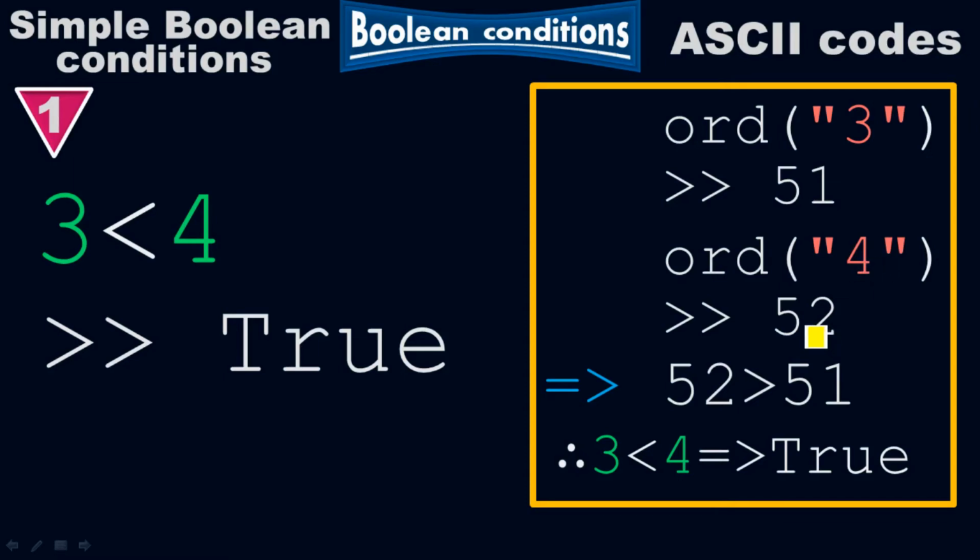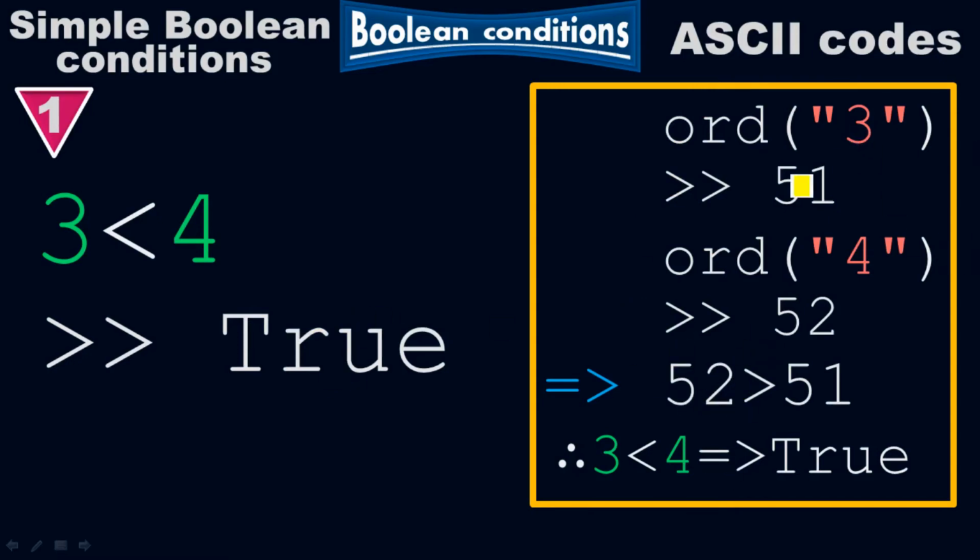So it is pretty clear from here that 52 is greater than 51. 52 is the ASCII code for 4 and 51 is the ASCII code for 3. So 52 is greater than 51, which means that yes, 4 is greater than 3. Therefore, we can write that 3 is less than 4 is True. When you run this expression in Colab, you will get True as the final output. This is the reason and the technicality.